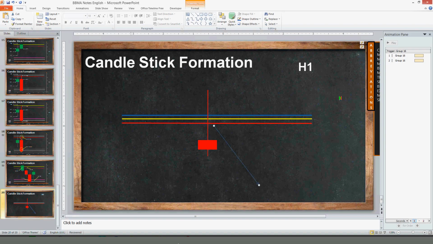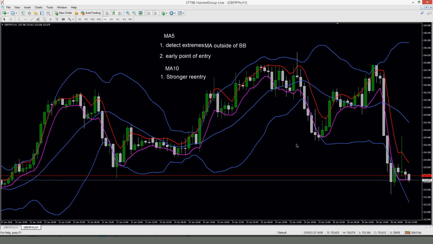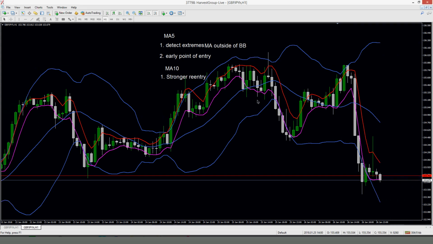I hope that makes sense. Is that clear for you guys? Can you guys hear me, or are there any questions with regards to MA5 and MA10?